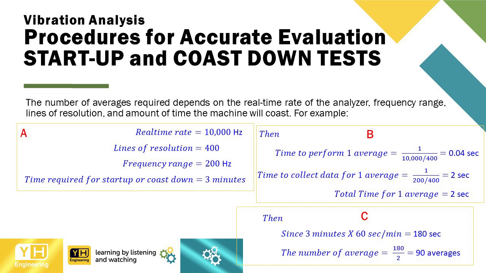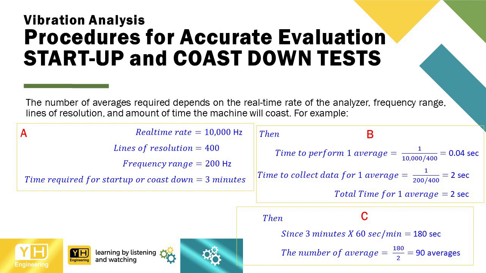For example, real-time rate is 10,000 Hz, lines of resolution is 400, frequency range is 200 Hz, and time required for startup or coast down is 3 minutes. Then, time to perform one average is 1 divided by 10,000 divided by 400, equal to 0.04 second. Time to collect data for one average is 1 divided by 200 divided by 400, equal to 2 seconds. Total time for one average is 2 seconds.